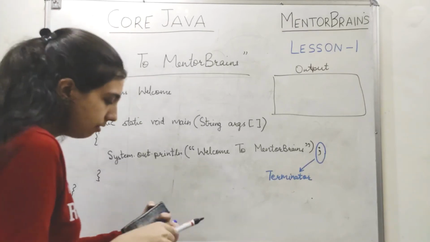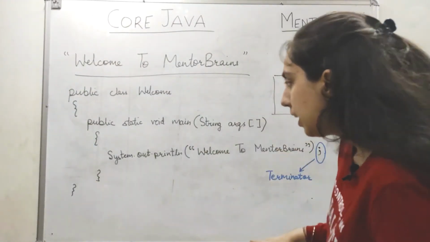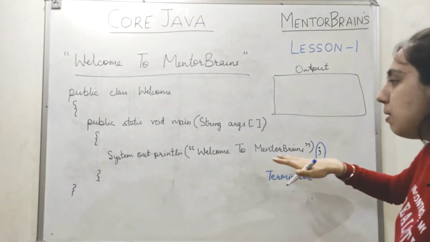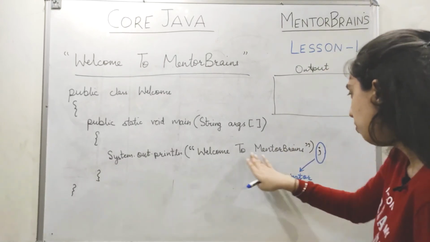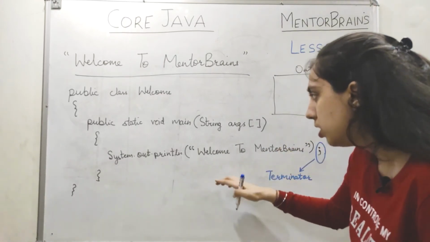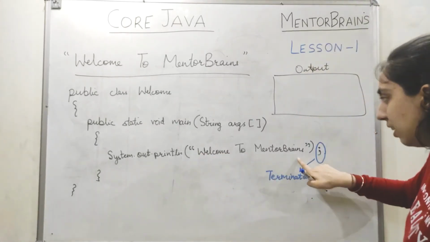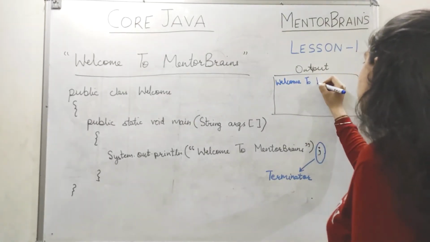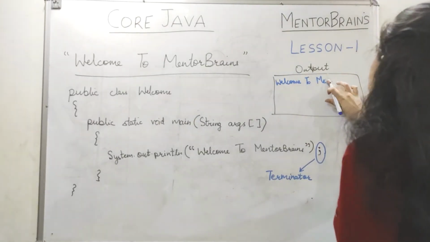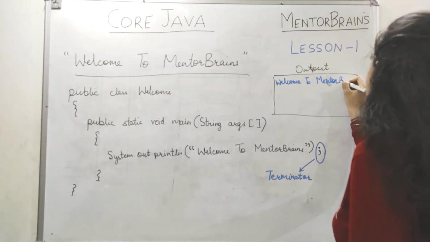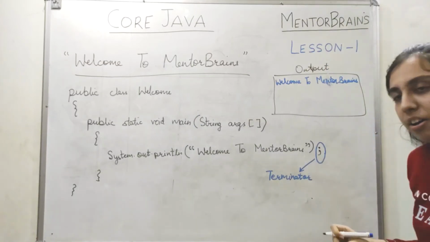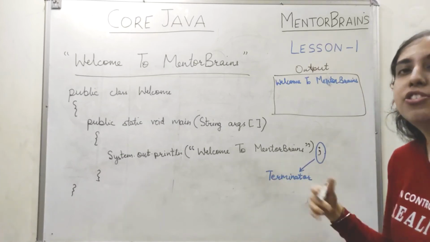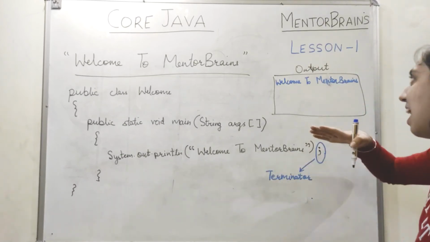Okay, so if I execute this program, basically after compiling it, when I execute it, this statement will be executed, printing the message welcome to MentorBrains on the screen. Why? Because whatever is written inside these quotes gets printed as it is. So welcome to MentorBrains. I am welcoming you all through this message. You can write anything inside these quotes and it will be printed as it is on the screen. You can write your name, digits, your phone number, anything, and it will be printed as it is.